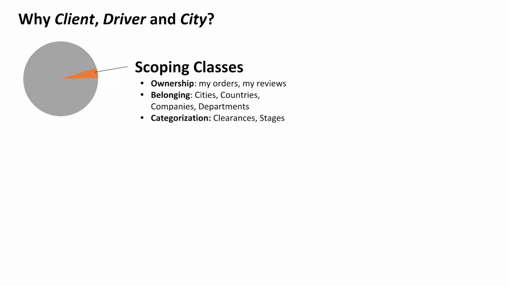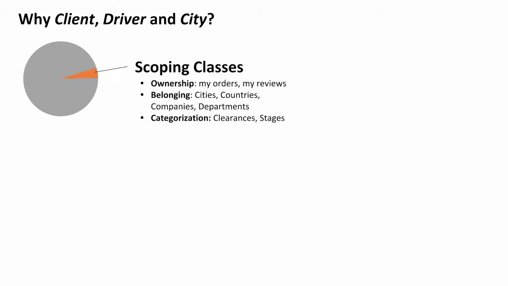For example, if your application has a rule that says that clients should only be able to see their orders and their reviews, then client will be a scoping class. If your business operates in different cities and you need certain roles to only have access to their city data, then city will become a scoping class. If you need information to be available according to the role's clearance, then probably your information will be tagged with the clearance level and clearance will become a scoping class.